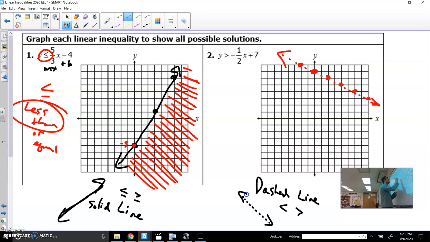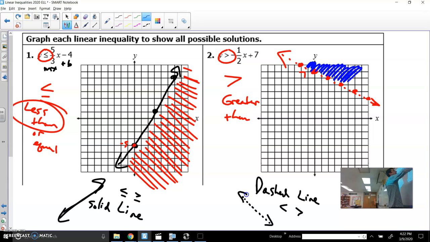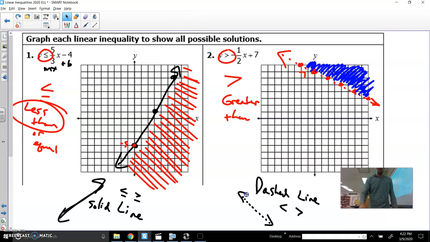So when we shade, we'll ask ourselves, well, what is that symbol? That symbol is the greater than symbol. And so we want to shade greater than this line. So we started at that point 7. 7 was the y-intercept. Well, values above it, like 8, well, that would be greater than 7. And so we want to pick any point that is above this line. Your solution space is any point above the line.